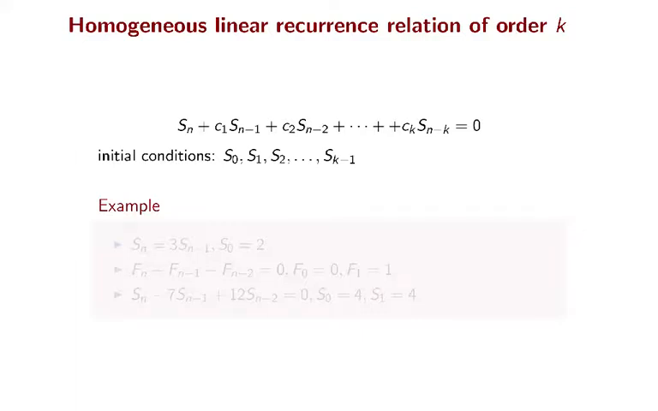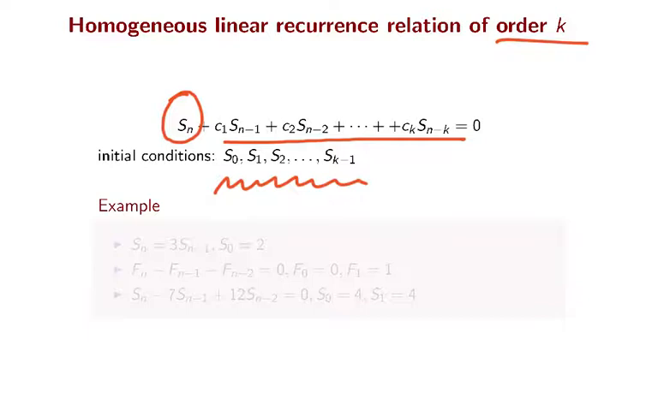Let us see now how we can find the closed form for homogeneous linear recursions. These are recurrence relations that we can express in this form, that is, all the terms are linear and equal to 0. We say that the recursion is of order k if the Sn term is expressed in function of k previous terms. In that case, we are going to need k initial conditions.